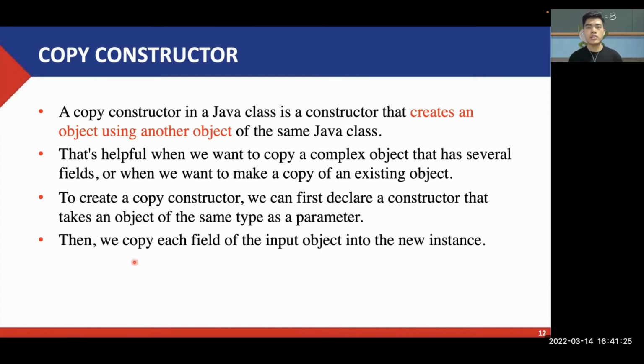But unlike C++, Java doesn't have a default copy constructor if we don't write our own. So to create a copy constructor, first we declare a constructor that takes an object of the same type as the parameter. I will show you later in the sample code. Then we copy each field of the input object into the new instance.